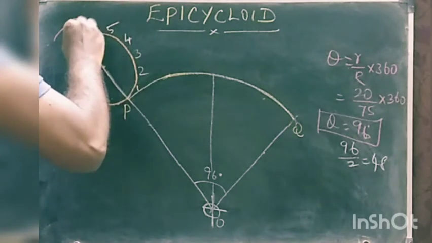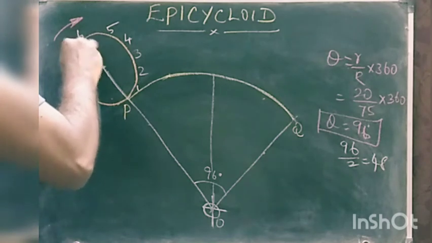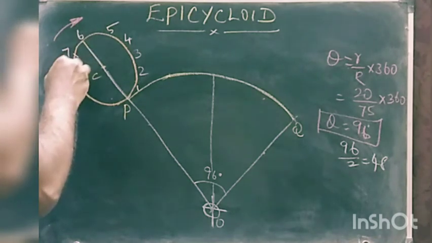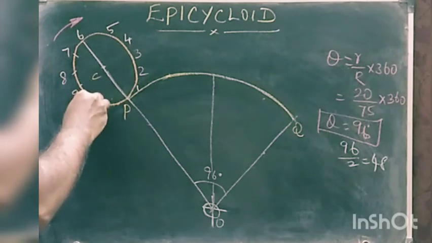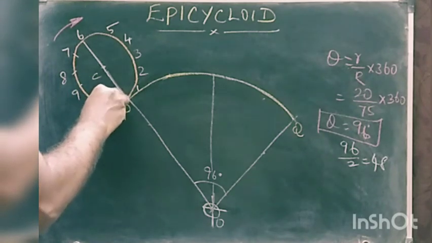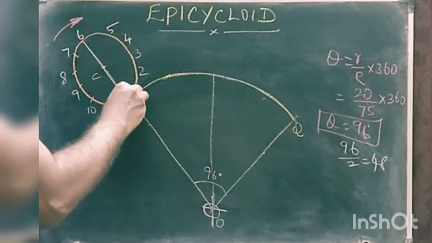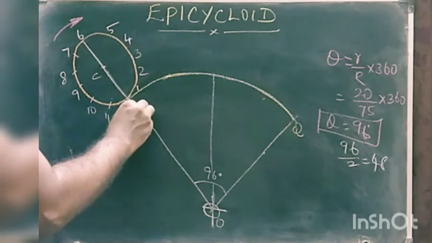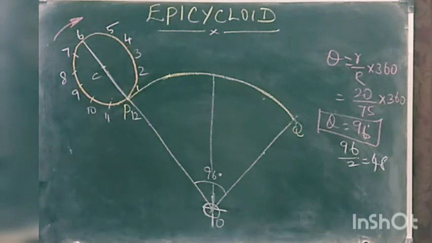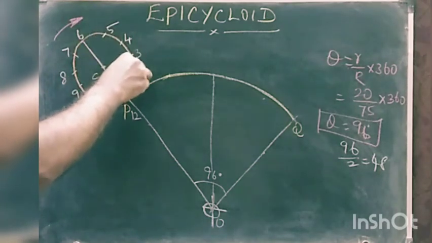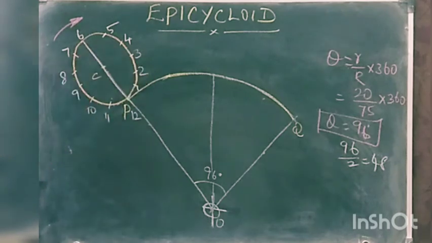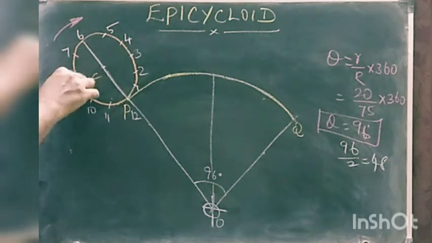So 360 degrees divided by 12 gives 30 degrees. Each of the divisions I am plotting here will be equal to 30 degrees. I am marking the points 1, 2, 3, 4, 5, 6, 7, 8, 9, 10, 11, 12. The 12th point and the P point are the same, so we are going to get the same point here. I am marking the divisions in this manner for a better understanding.